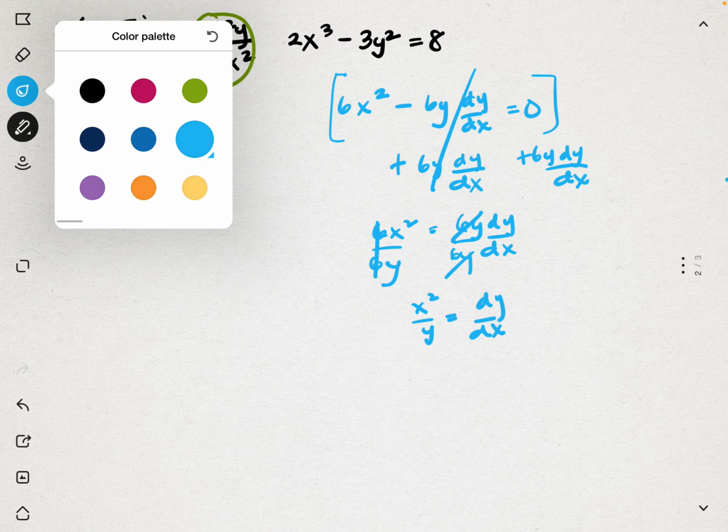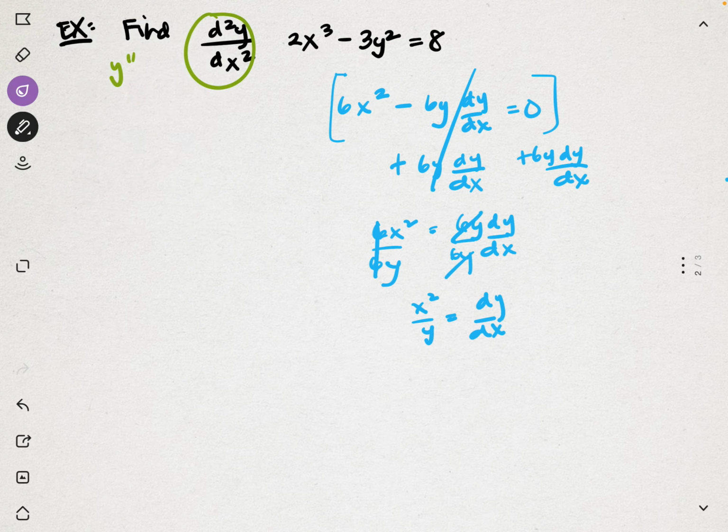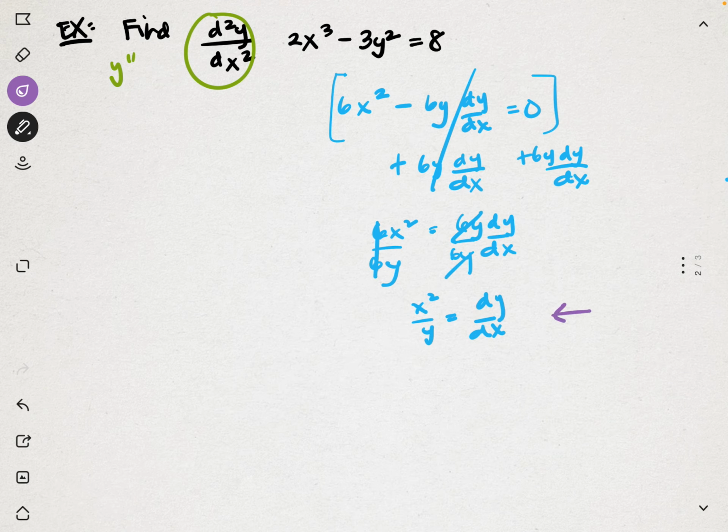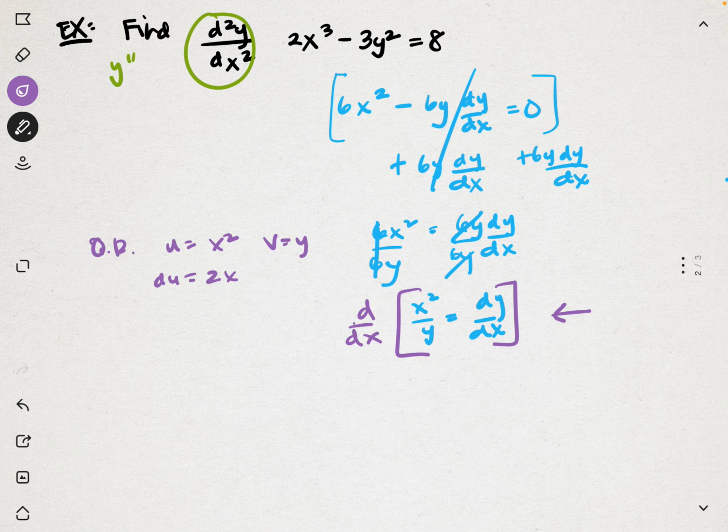Okay, so now that we found our first derivative, we're going to make a note of that. That's y prime. What we're going to do here is derive it again. So then we get, this is a quotient rule, right? So quotient rule, our u is x squared, du is 2x, our v is y, and then our dv is dy dx. Okay, so let's do that.